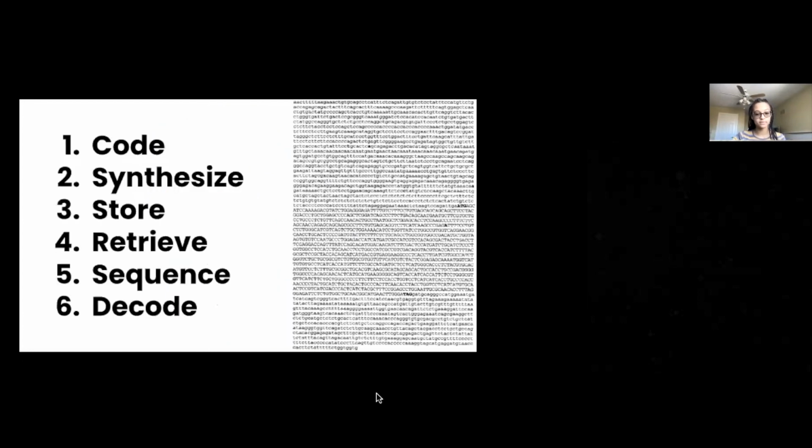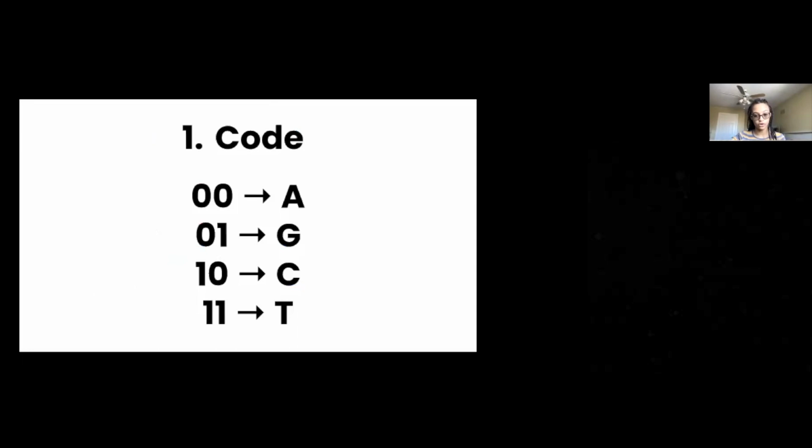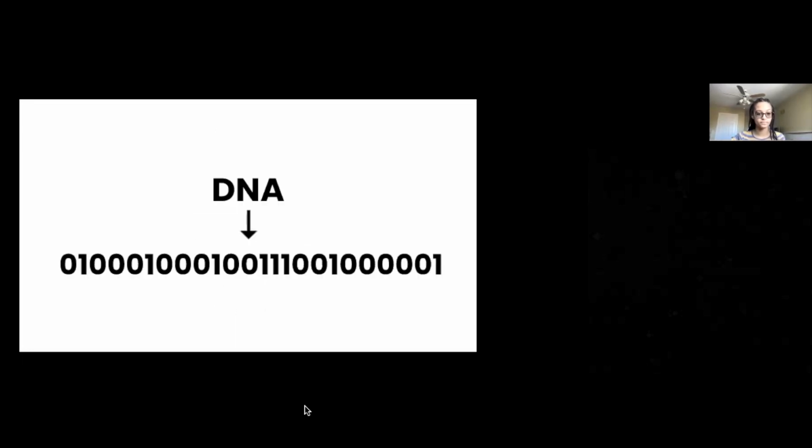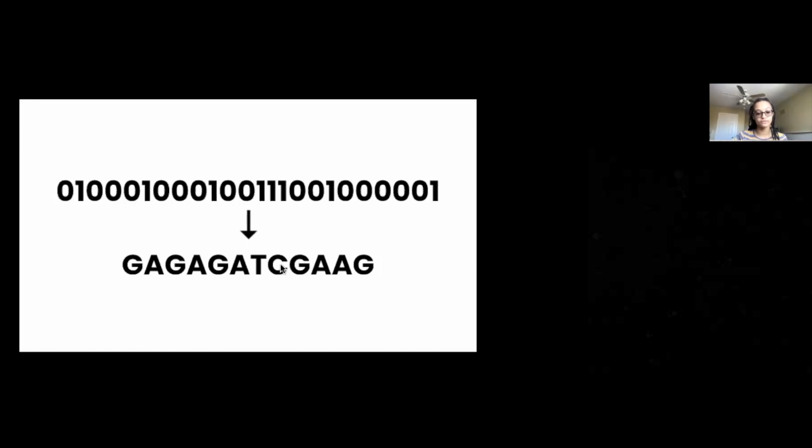Well, there are 6 steps. Firstly, you would have to code. From the binary sequence of digital data, we can assign a single letter base to a 2-bit binary code. The mapping of characters to bases is very straightforward. 00 becomes A, 01 becomes G, 10 becomes C, and 11 becomes T. So if I took the word DNA, I would convert this to a binary sequence, and then from there have it be represented with single letters A, C's, G's, and T's.